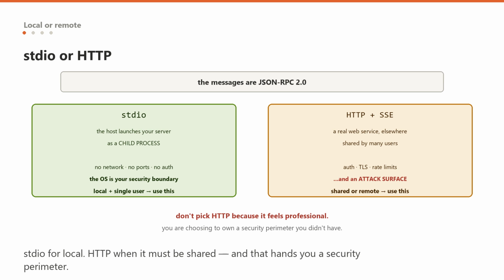The other is HTTP with server-sent events. Streamable HTTP. Here the server is a real web service somewhere else, and the host connects to it over the network. This is what you need for a hosted server that many users share, or a server that cannot run on the user's machine. And it changes everything about your responsibilities. Now you have authentication, authorization, TLS, rate limiting, multi-tenancy, and an attack surface. The rule of thumb: stdio for anything local and single user, HTTP when the server must be shared or remote. And do not reach for HTTP because it feels more professional. You are choosing to own a security perimeter you did not have before.